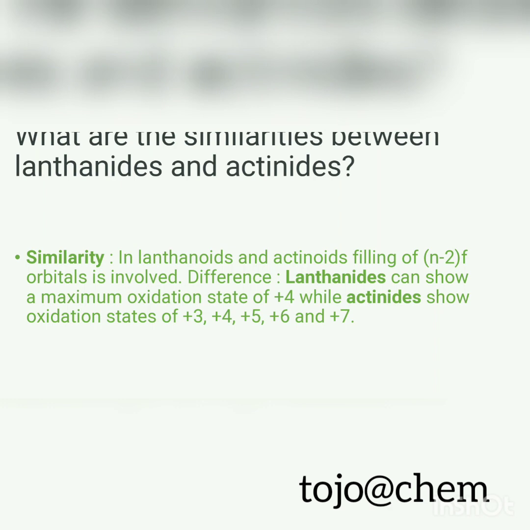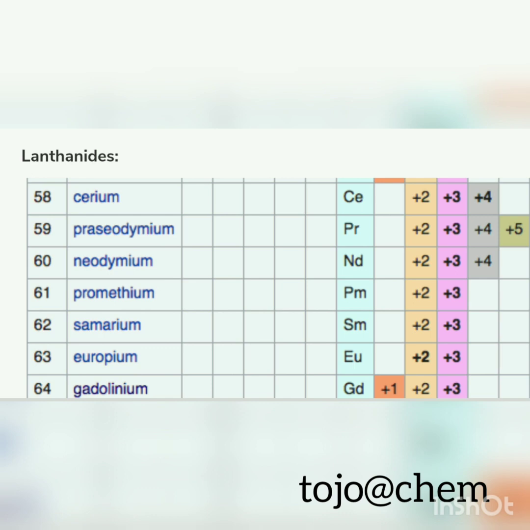Let's see. When we consider the case of cerium to gadolinium, you can see that only gadolinium exhibits the +1 oxidation state, but all these elements exhibit +2 and +3 oxidation states. But you can see that cerium, praseodymium, and neodymium exhibit +4, and praseodymium exhibits the +5 oxidation state. This is the scenario in the case of early lanthanides.